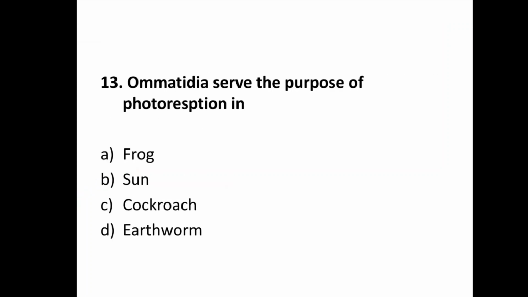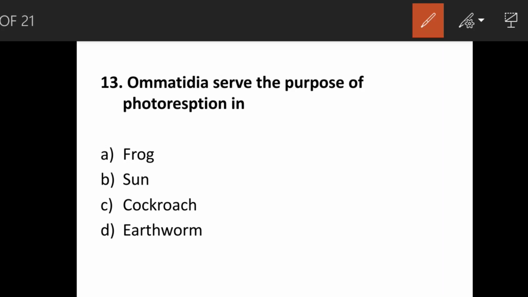Next we see, Ommatidia serve the purpose of photoreception in frog, sun, cockroach, earthworm. Student, comment your answer. So the right answer is cockroach. Ommatidia are present in cockroach. We are solving cockroach, so this is the obvious answer. But in your NEET examination, this will be not an obvious answer, so you must memorize it.